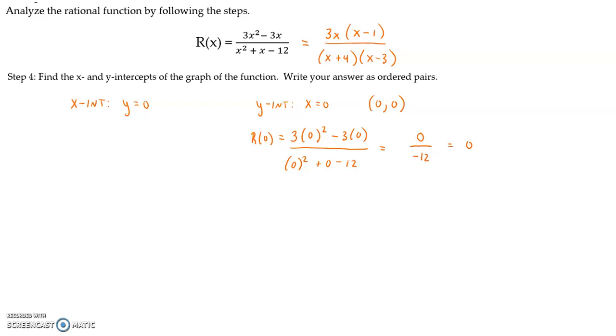Let's go ahead and do our x-intercept next. We want to go ahead and plug in the 0 for the y value. That's the same thing as saying r of x is equal to 0. So we're going to set our entire function equal to 0. And it doesn't matter if you use the original function there or if you want to use the factored form of it. You can do either one of those. I'm going to go ahead and use the factored form on this one.